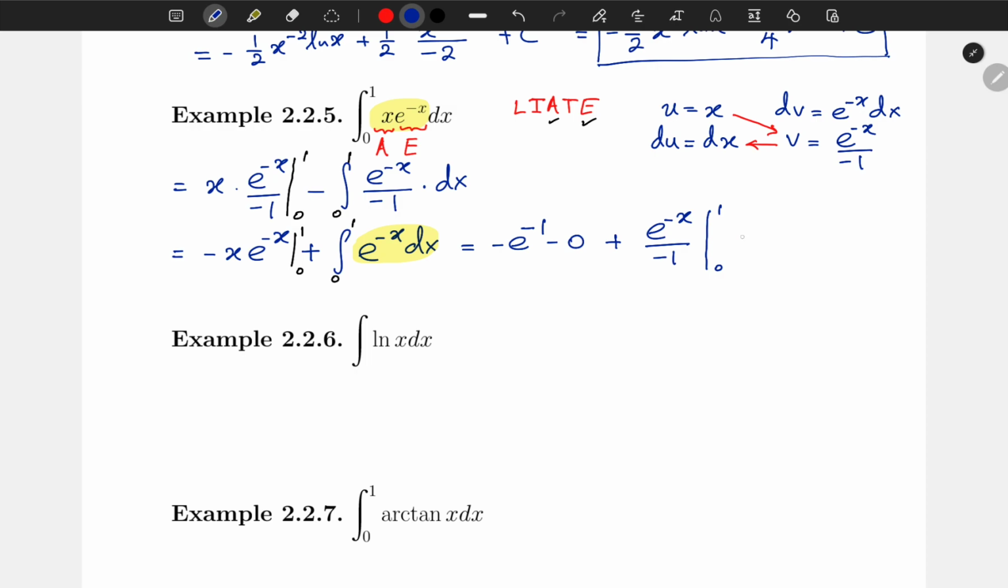Right? So now the first term is negative e to the negative 1 plus, when you evaluate, you get again negative e to the negative 1 minus, when you plug in 0, you get 1 over negative 1. So it's just a negative 1. Combine like terms and you should get negative 2 e to the negative 1 plus 1.